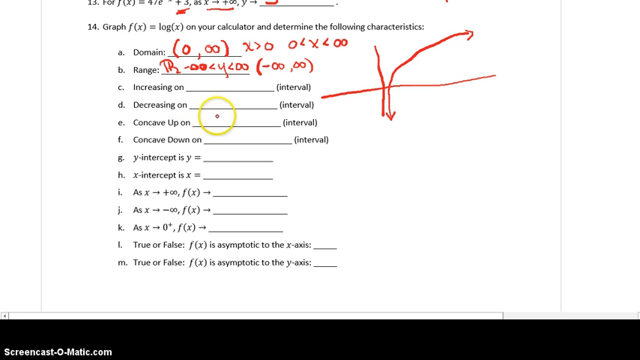Where is this function increasing? All the way from its start to its finish. So everywhere on the domain. So that's going to look the same as the interval as the domain. Where is it decreasing? It's never decreasing.